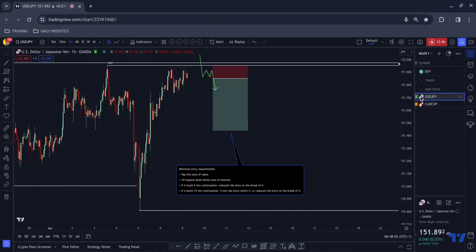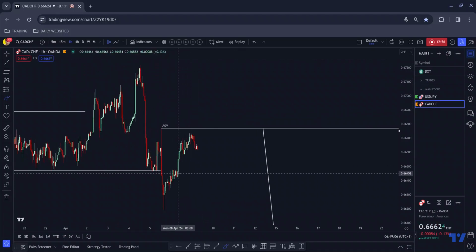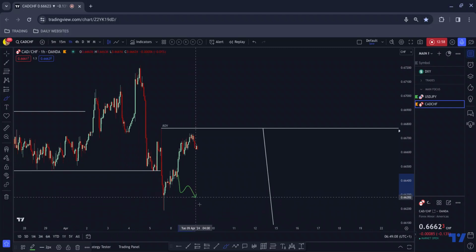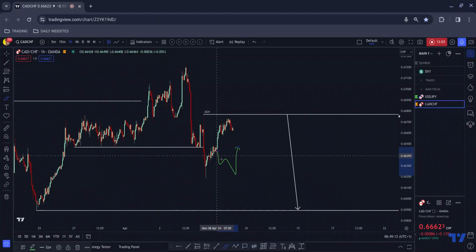So I've put a little green tag on this pair to denote that that is a lower risk position. CAD Swiss is a slightly different entity. So previously, at the start of the week, I was looking for price to form some kind of continuation below here and retest all of this volume, okay?